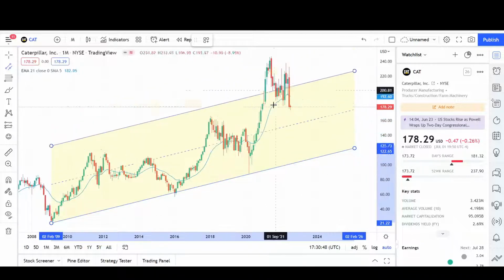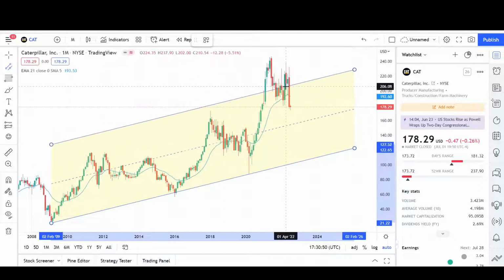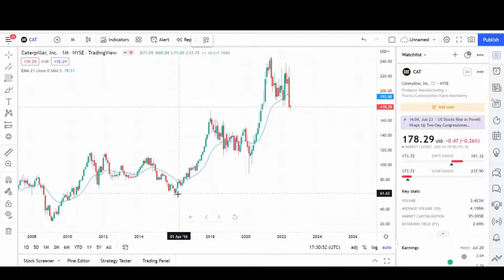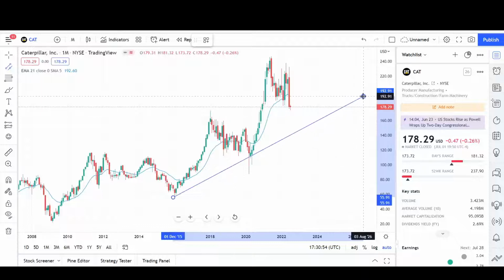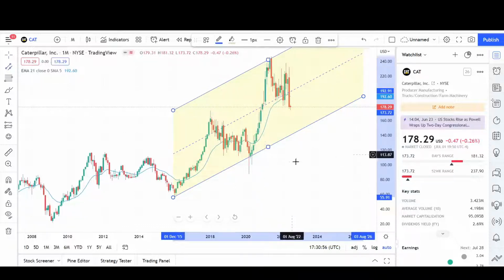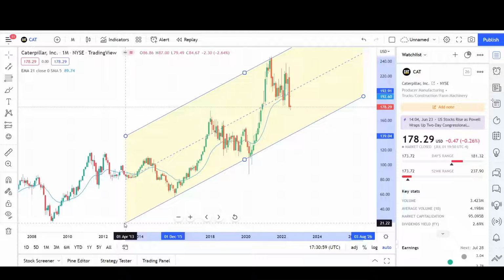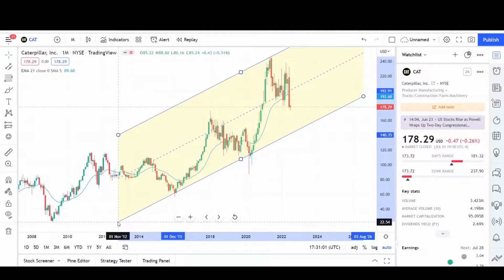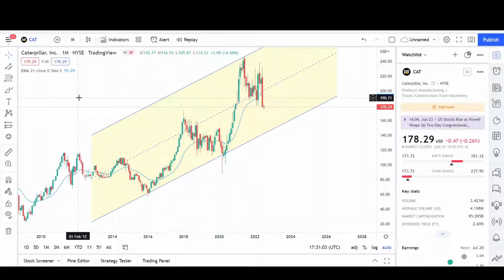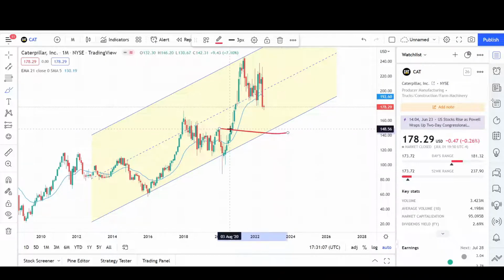But now we just had a breakout of this channel. So it looks like it's steeper. So if I do a steeper channel, maybe something like this fits pretty good too. So this could be the new channel that Caterpillar is respecting. And look at where the target is at the 150 level. At the 150 level, it's right at the bottom side of this channel.